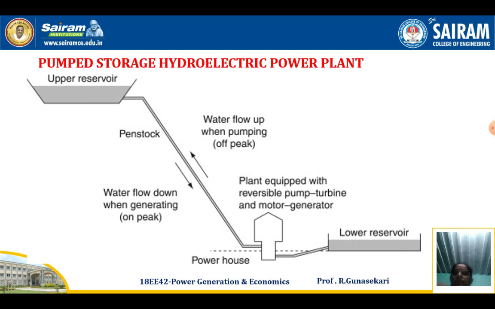Then, pumped storage hydroelectric power plant. Here there are two reservoirs, the upper reservoir and the lower reservoir. The upper reservoir is the head race, the lower reservoir is the tail race. From the upper reservoir to the powerhouse, the water flows down when generating on peak load. That is the energy production direction. Then from the tail race to the upper reservoir, the water flows up when pumping in the off-peak period, using a plant equipped with a reversible pump turbine and motor generator.